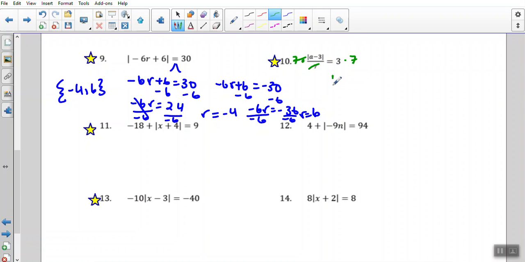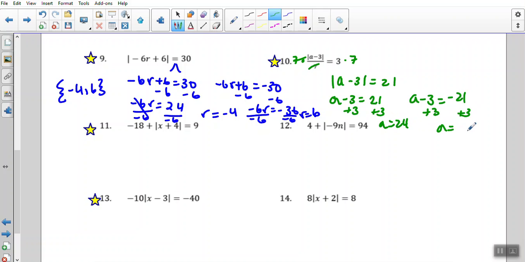So you have the absolute value of a minus 3. Don't drop the absolute value yet because we didn't split it yet. So you have the positive, and then you have the negative. And just solve it. So what's that? That's 19, 18, negative 18. So my set solution for this is negative 18 and positive 12.